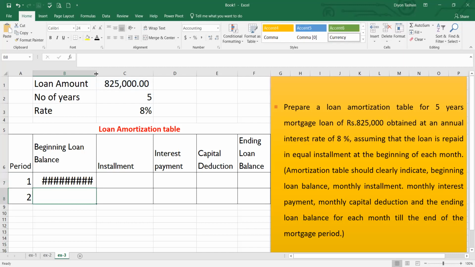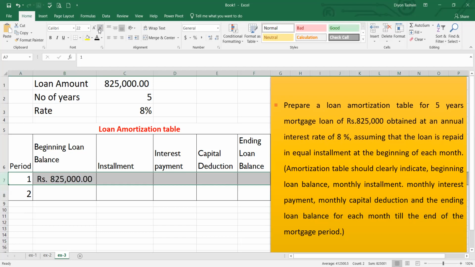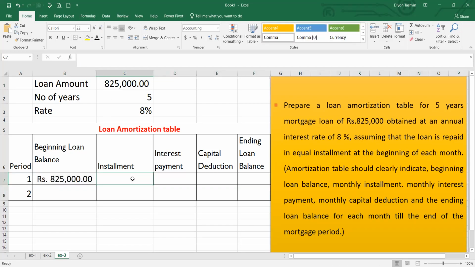Then next one, we have to put the installment. To indicate the installment, we have to use the financial function called PMT. In the PMT function, first we have to put the rate. Since this rate is indicated annually, to get the monthly installment rate, we have to divide it by 12. Since this is fixed for the period of time, we can fix it by using the F4 key.